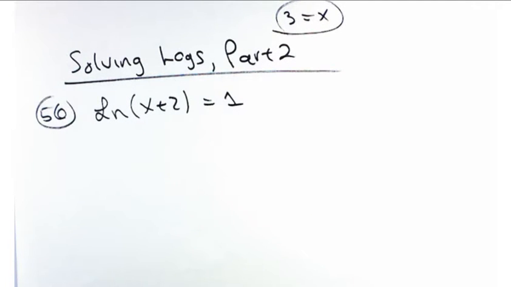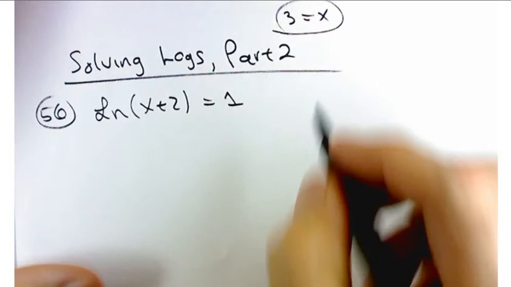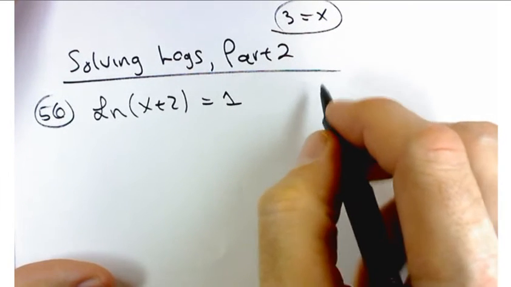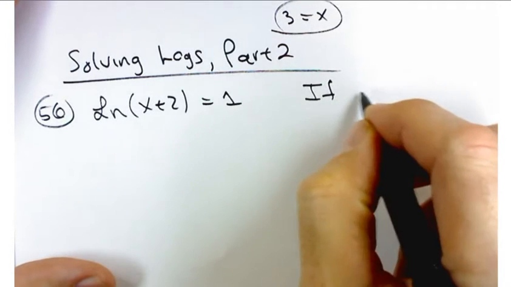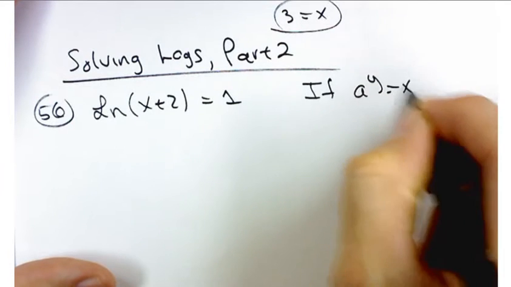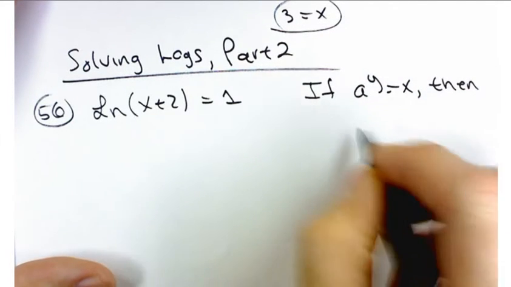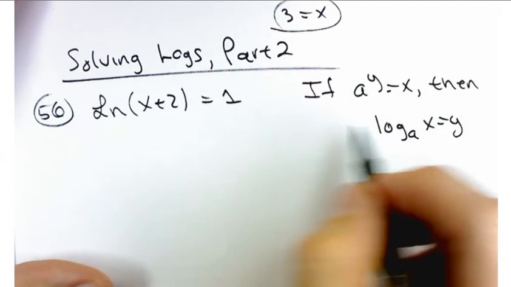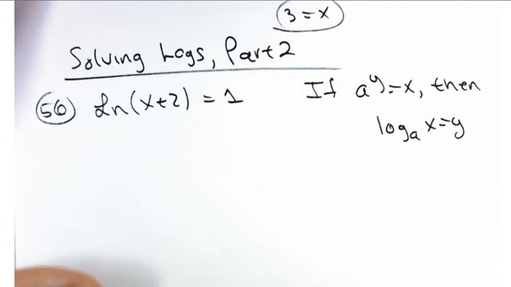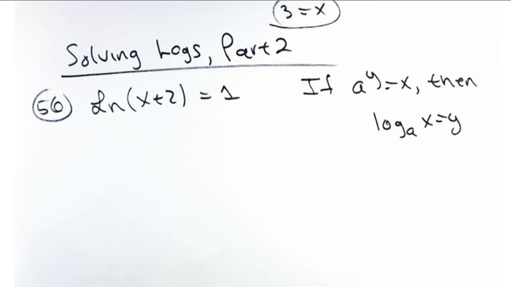You can't cancel logs on both sides because there are no logs on both sides. It's just log on one side. So you're going to have to do something else. And the something else that I would suggest goes back to our introductions to logs. If a to the y equals x, then log base a of x equals y. So these two things are interchangeable. And basically what I'm suggesting is that we rewrite our equation using exponents.